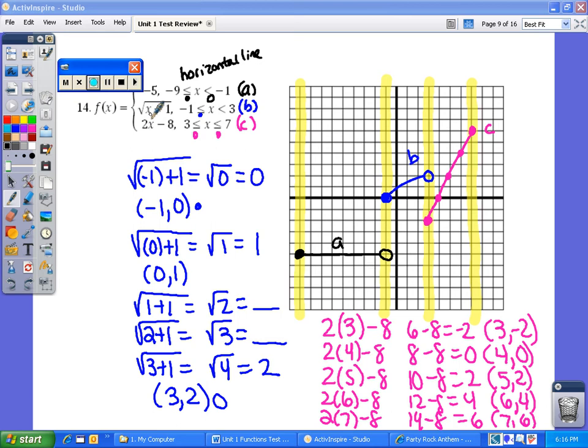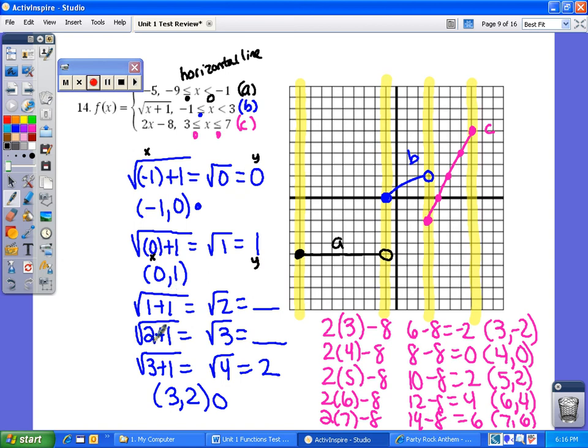And what I did is I plugged in values from -1 to 3. So from -1, I just plugged in -1. I got 0. Square root of 0 is 0. It gave me the point -1, 0. That's your y value. That's your x. Then I plugged in 0 and got 1. The square root of 1 is 1, so that's 0, 1.